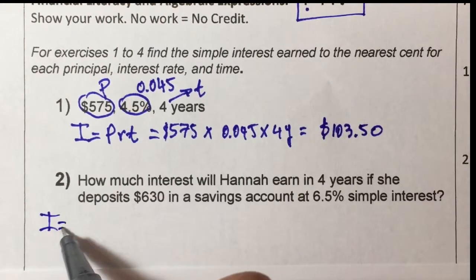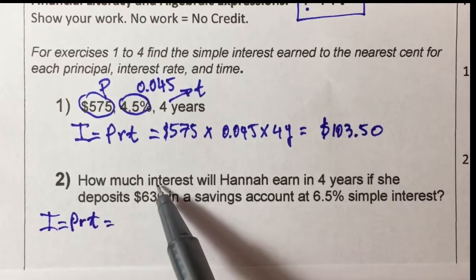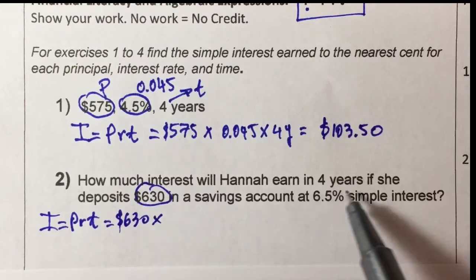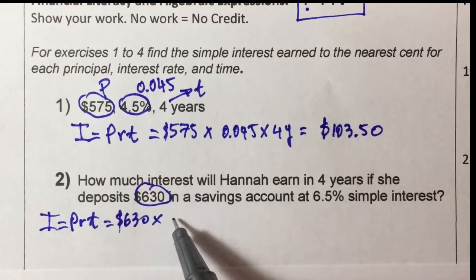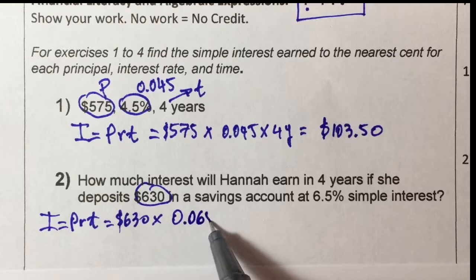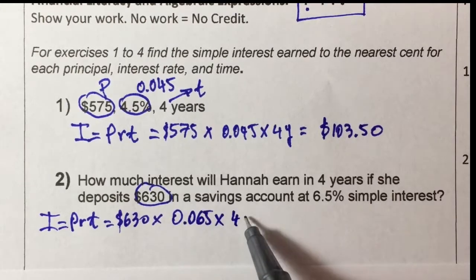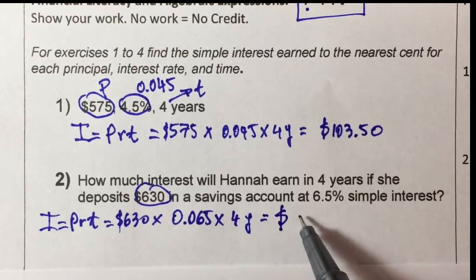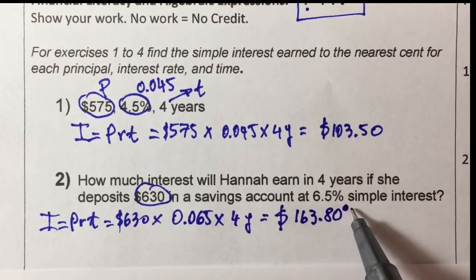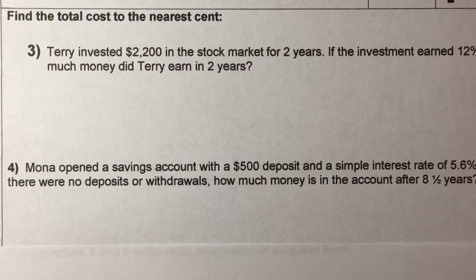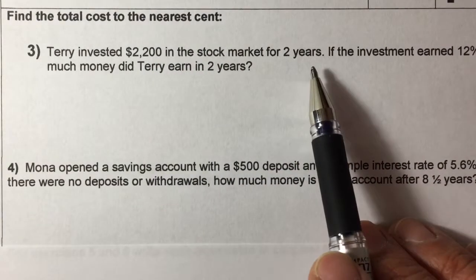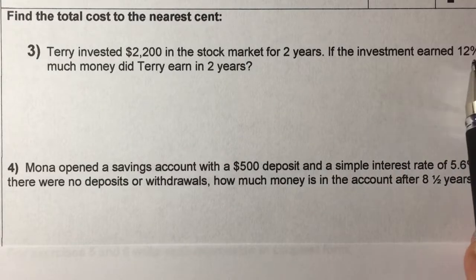The second one is very similar. We are going to use the same formula, PRT, where the principal is going to be $630 times my rate, that is going to be 0.065 times my time, 4 years again. This multiplication will give me a total of interest of about $163.80.